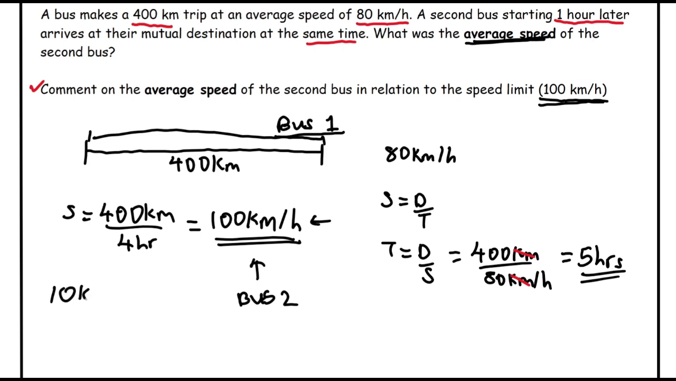So let's say the bus was traveling at 10 kilometers per hour at some point, maybe at a bus stop or at the traffic lights or something. The bus has to reduce speed. For it to be an average of 100, it means that some other speeds had to be greater than 100 kilometers per hour. So the average is right in the middle of all the speeds that this bus was traveling. Therefore, bus 2 had to violate the speed limit.